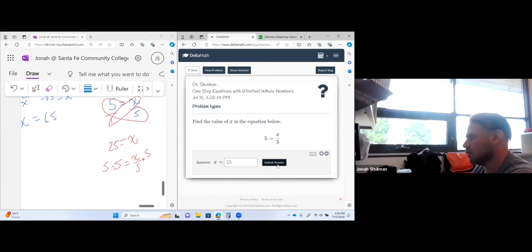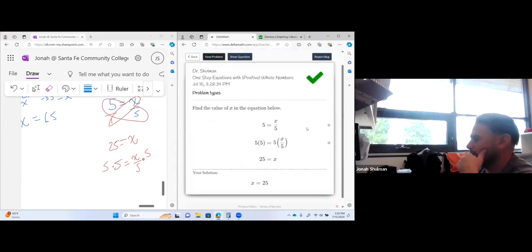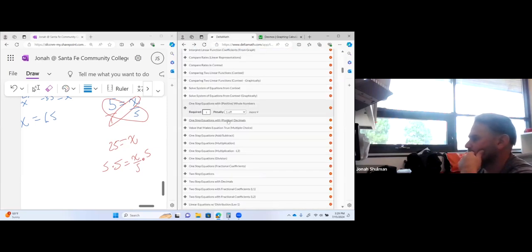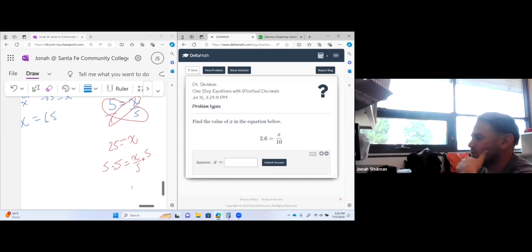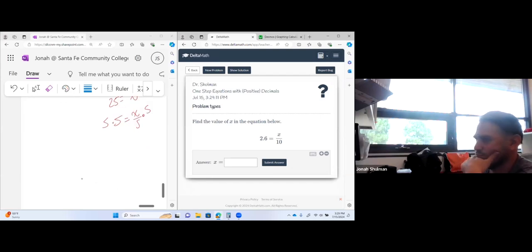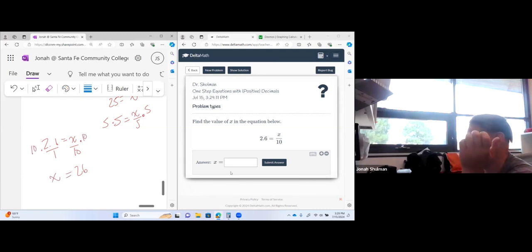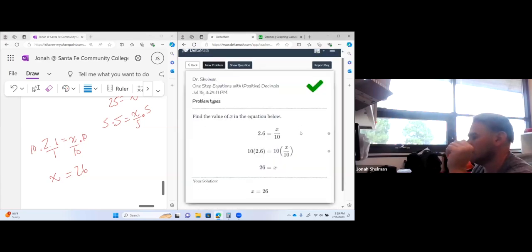All right, let's do this but harder. Ta-da. Okay. Now we've got a decimal. Same idea. 2.6 equals x over 10. I'd make them both fractions and cross multiply. Either way, we're going to get 26 equals x by multiplying both sides by 10, or cross multiply.